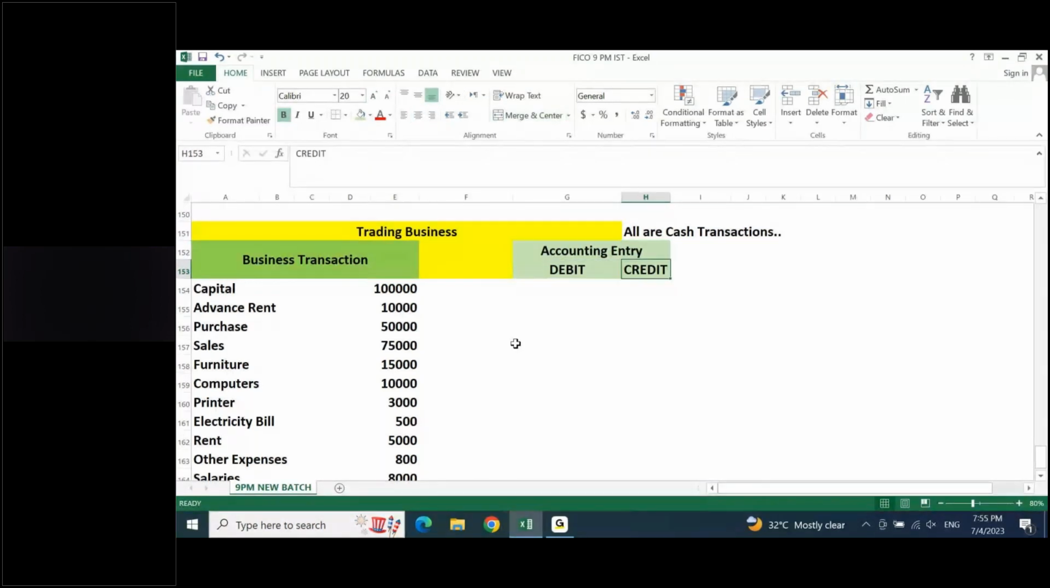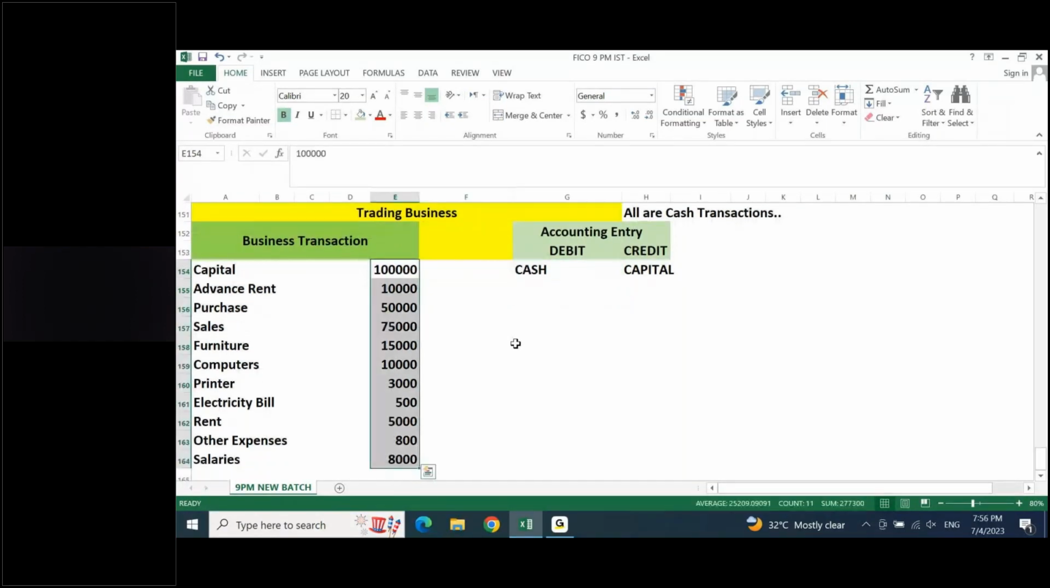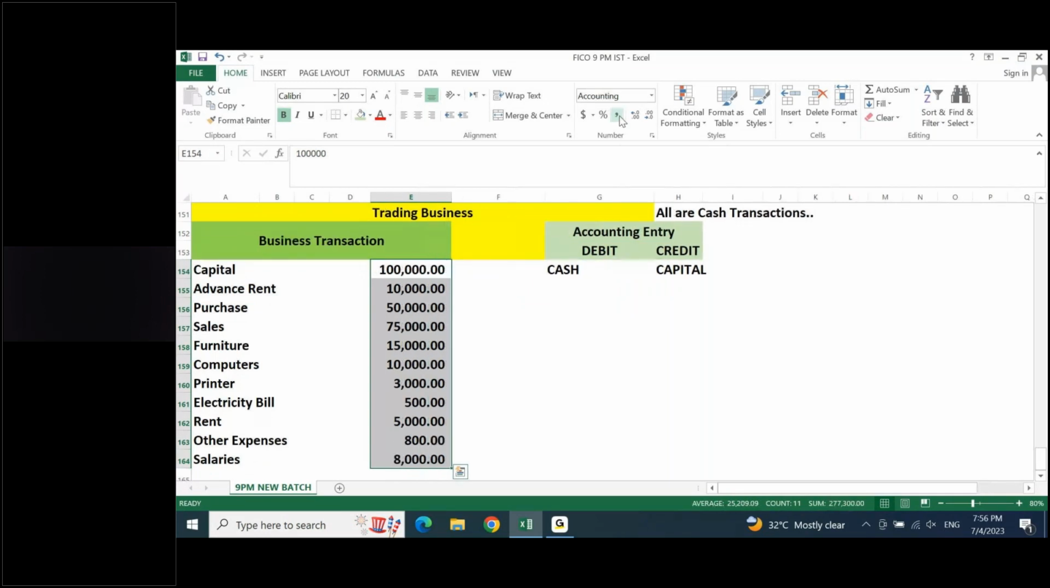Now our assumption is everything is a cash transaction. If everything is a cash transaction, if you're talking about capital, what will be the accounting entry? Cash account debit to capital account credit. We need to debit cash account, we need to credit capital account. Cash will be debit, capital will be credit, right? Now amount will remain the same. I'm not writing the amount again for debit and credit. This is the amount that we are going to consider. Next one, if you pay advance rent, what will be the accounting entry?